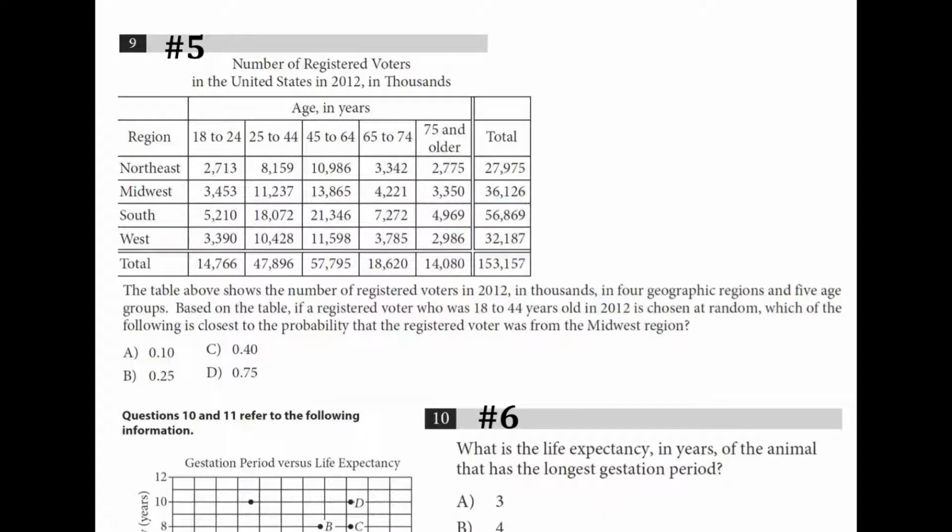Number 9. The table above shows the number of registered voters in 2012 in thousands in 4 geographic regions and 5 age groups. Based on the table, if a registered voter who was 18 to 44 years old in 2012 is chosen at random, which of the following is closest to the probability that the registered voter was from the Midwest region? The 2 key pieces of information are 18 to 44 and from the Midwest.